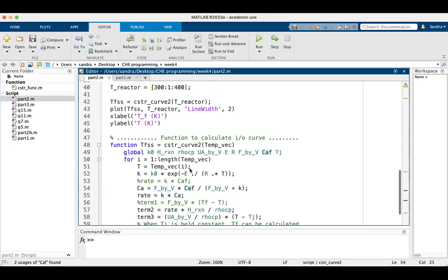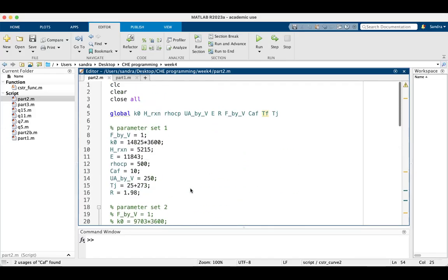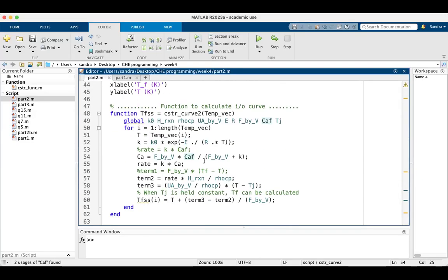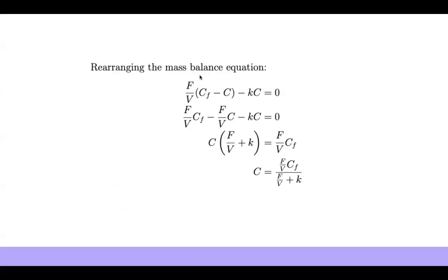CAF is the feed concentration. Feed concentration we already know. Now F by V plus K. So where did this equation come from? You can rearrange this equation like this. So this is the first equation that we have.